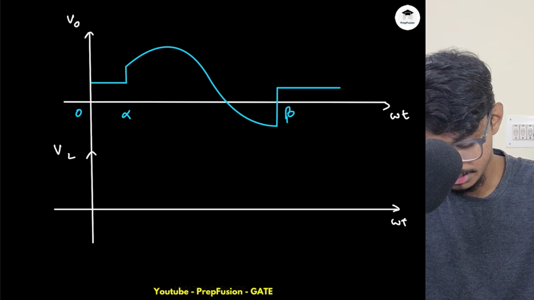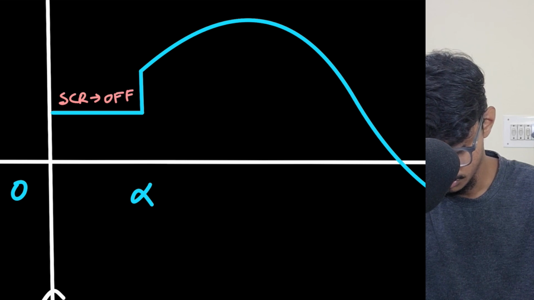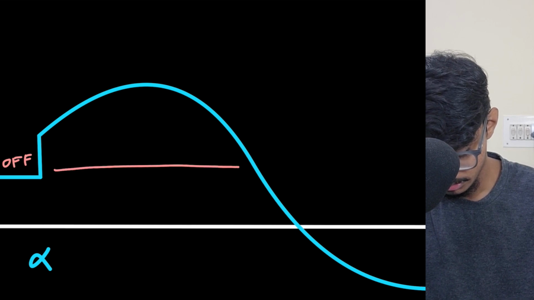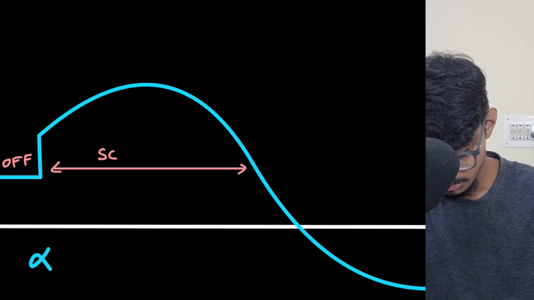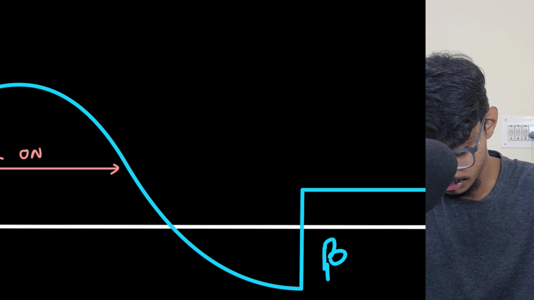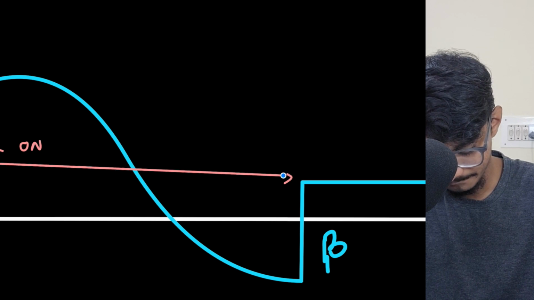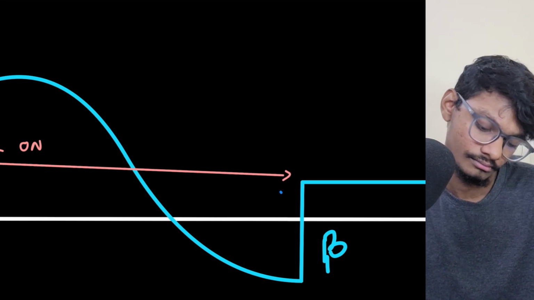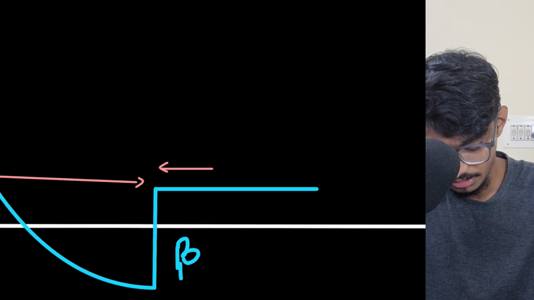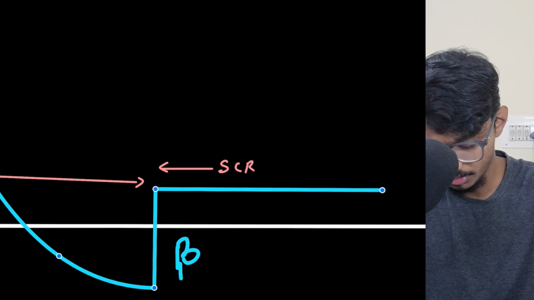So in this particular region, SCR is off, this is the value of E, right? This is the value of E. Here in this region, SCR on. This region also SCR on, right? This whole region is SCR on, as the output follows the input voltage. And in this region SCR is off until again 2 pi plus alpha.